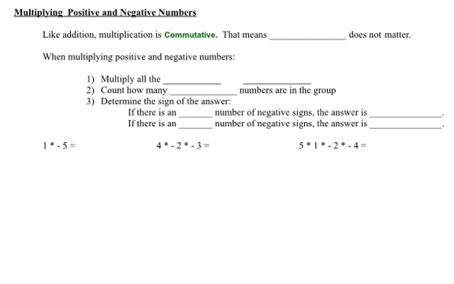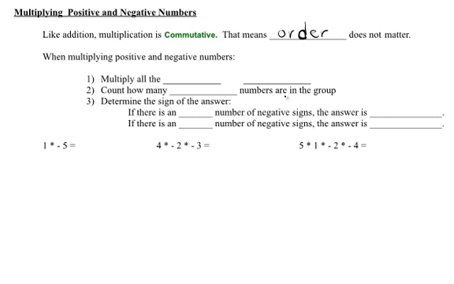Okay, we're going to finish our discussion of negative numbers. So, now we're talking about multiplication of positive and negative numbers. Like addition, multiplication is commutative. This means that order does not matter. So if you have a group of numbers that you're multiplying, you can multiply them in any order. It does not matter. You will get the same answer.